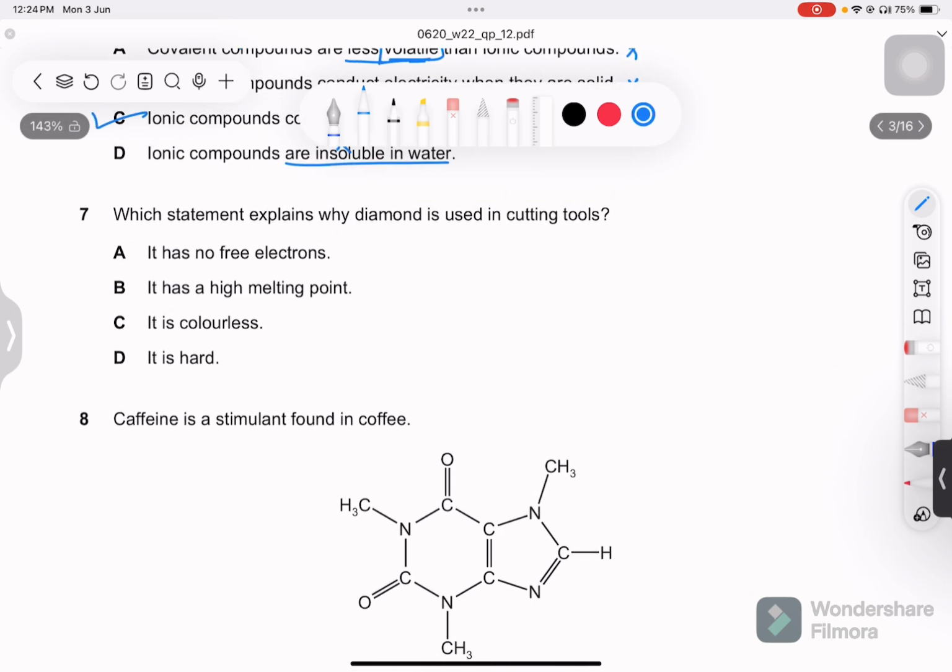Next, which statement explains why diamond is used in cutting tools? It has no free electrons. This is true, but it is not related to this. It has a high melting point. This is also true, but not linked to cutting tools. It is colorless. Again, no link with cutting tools. It is hard. It is pretty obvious.